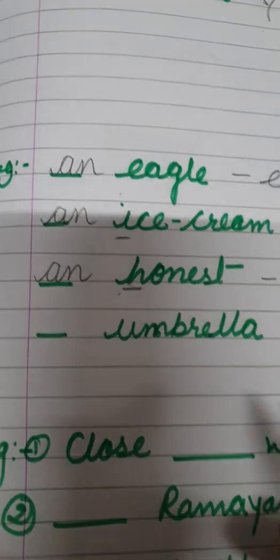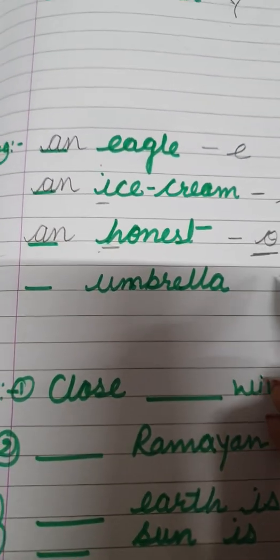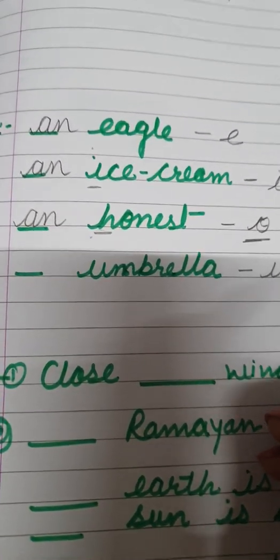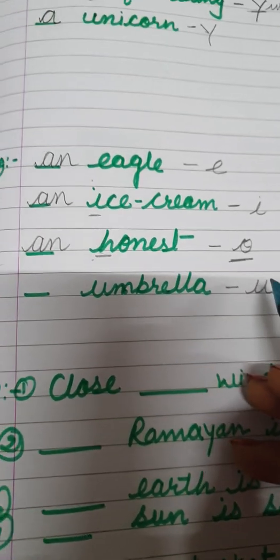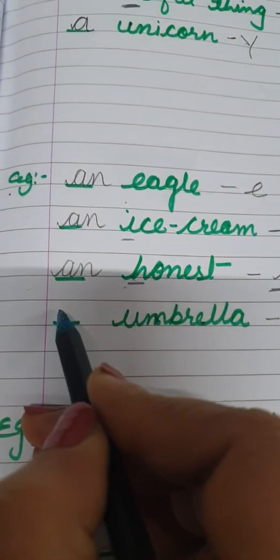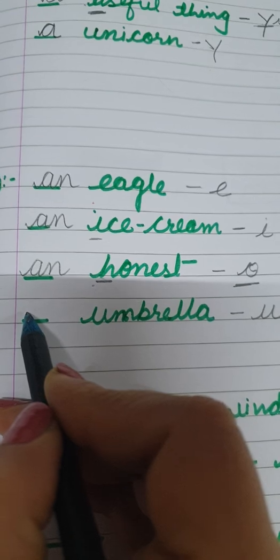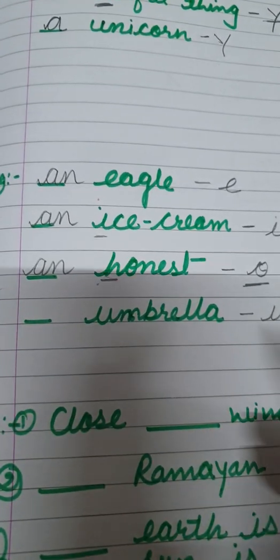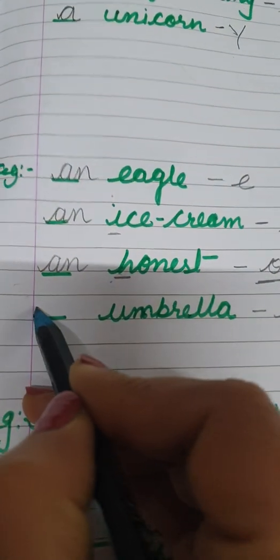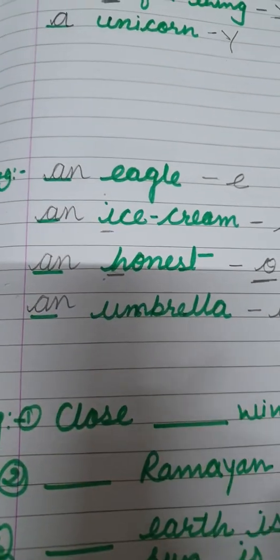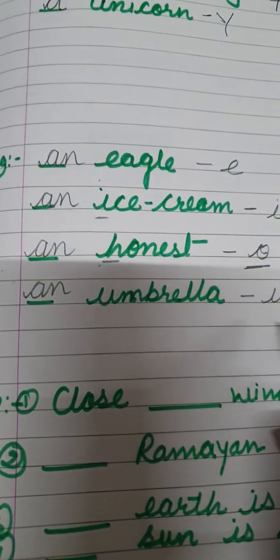Umbrella. Here you can see the sound is U. Umbrella. So we are going to use an umbrella.